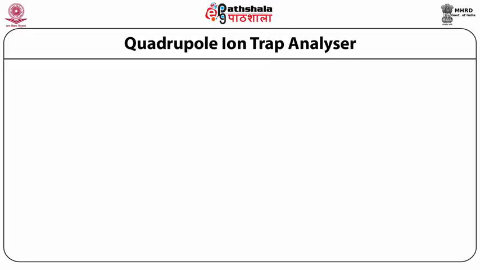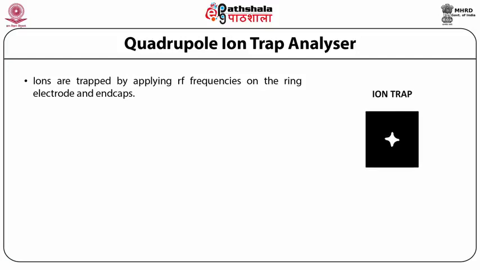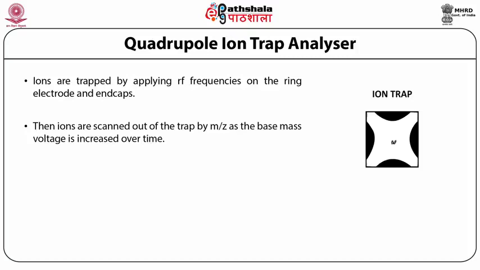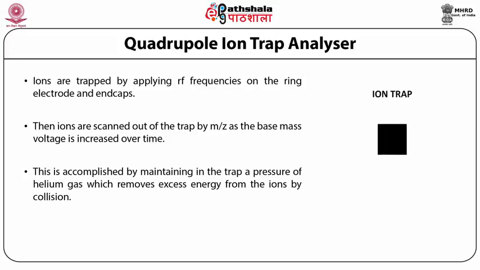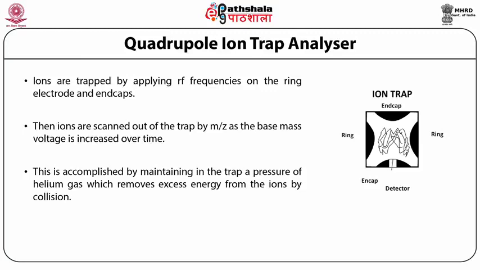It's almost the same as the quadrupole analyzer, and that is why it is called quadrupole ion trap analyzer. But here the basic principle is that the ions are trapped by applying radio frequency on the ring electrode and end caps. As a result, these ions are scanned out of the trap by m/z as the base mass voltage is increased over a period of time. This is accomplished by maintaining in the trap a pressure of helium gas, which removes excess energy from the ions by collision. The name implies that here the ions are trapped for a particular period.